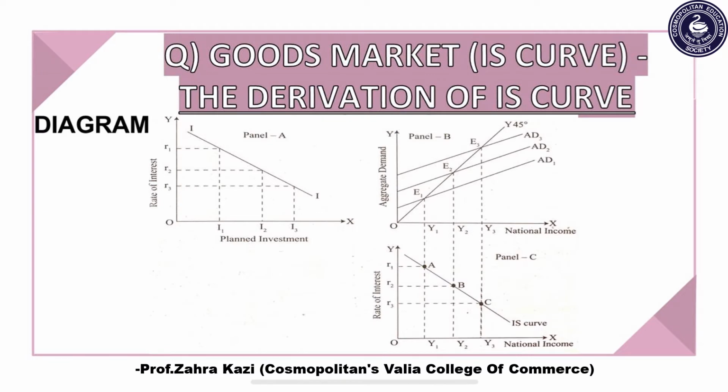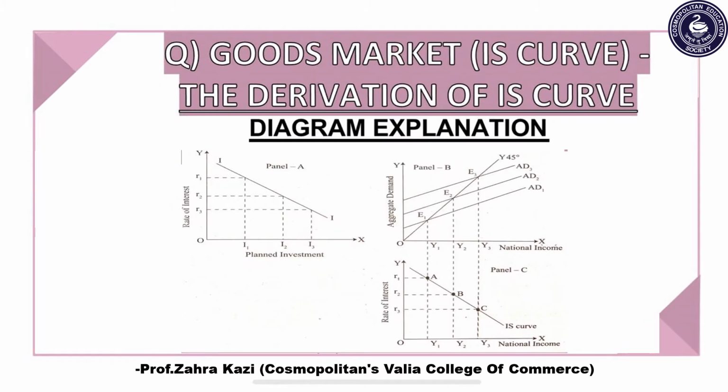This is the diagram of the goods market or IS curve. This part shows the derivation of the IS curve. So let's understand in detail the derivation of the IS curve. Let's understand this diagram. As you can see, in this diagram there are three parts, that is panel A, panel B and panel C. You also have to understand that panel B and panel C form a continuous diagram, so you have to draw it up and down. Panel B will be on the upper side while panel C will be on the lower side. So let's start by understanding panel A.